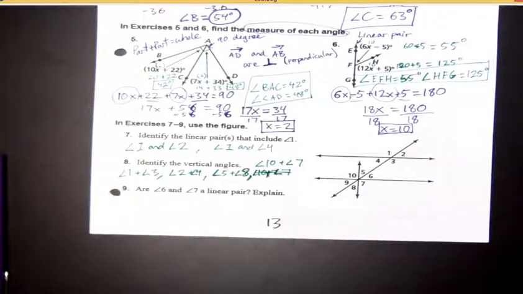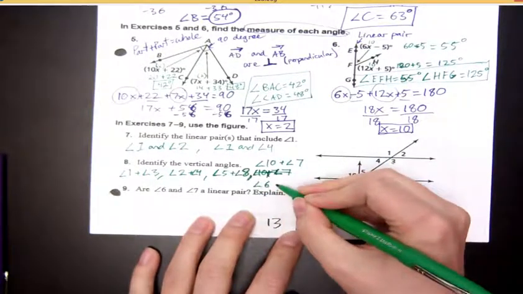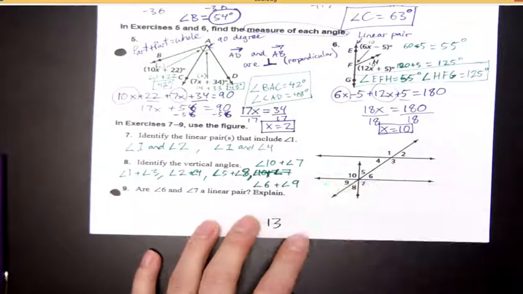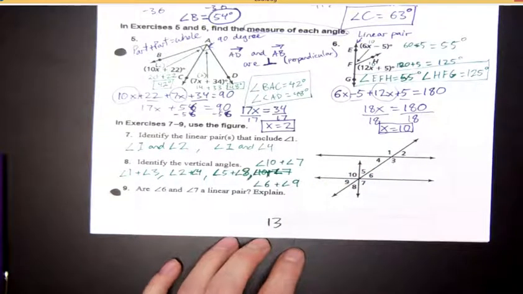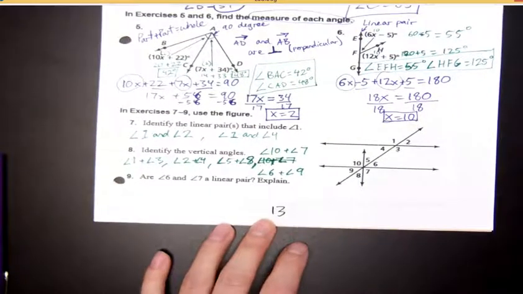All right, any others? 6 and 9. Did we get all of them now? I think we did.